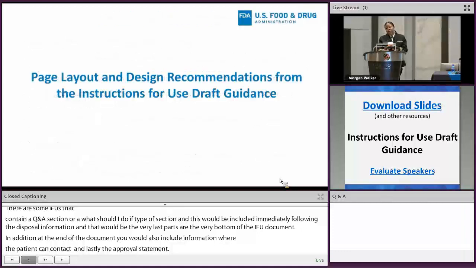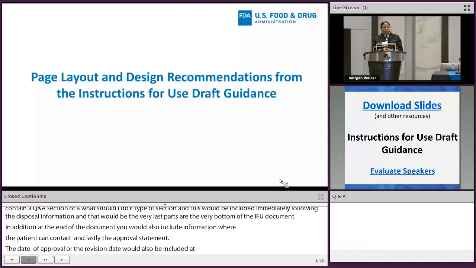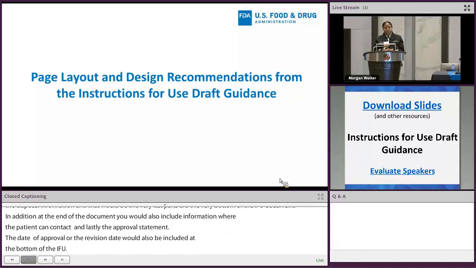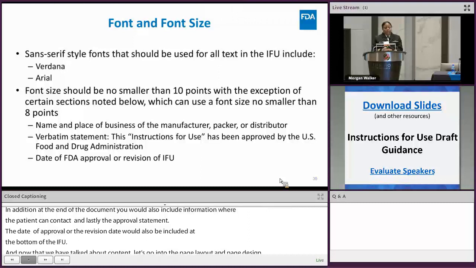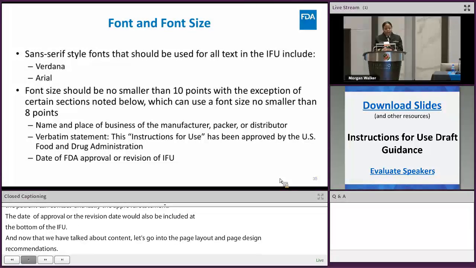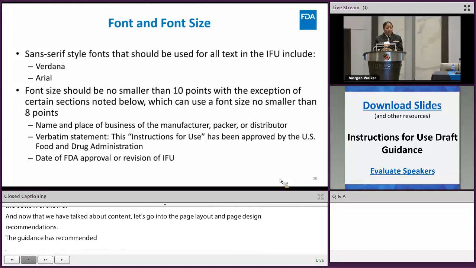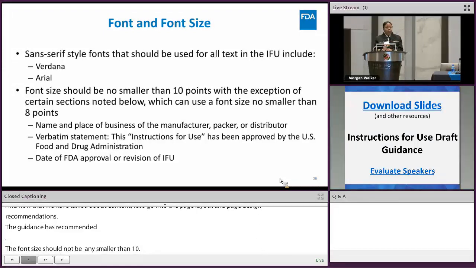So now that we've talked about the content of the IFU, let's go into the page layout and page design recommendations. The IFU draft guidance recommends a sans serif style of font to be used within the IFU document. The font size of the text shouldn't be any smaller than 10-point. With the exception of the bulleted information on the slides, the information should be no smaller than 8-point font.